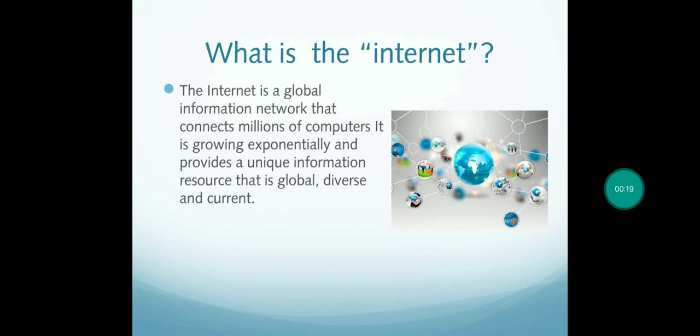So, internet, or interconnected network, or sometimes called simply the net. It is a worldwide system of computer networks, a network of networks in which users at any one computer can, if they have permission, get information from any other computer and sometimes talk directly to users at other computers.